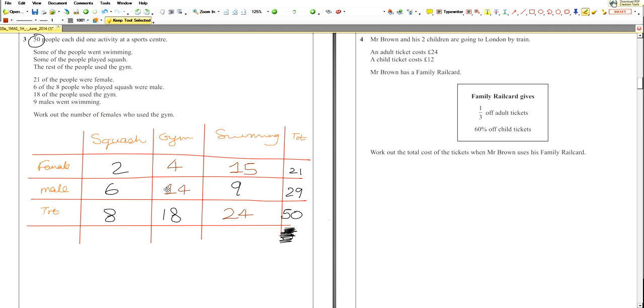Work out the number of females who use the gym. Okay. So the females who use the gym in total is 4. Okay, 4 then.